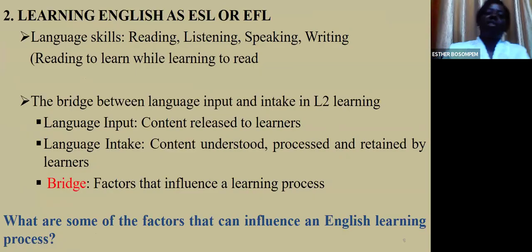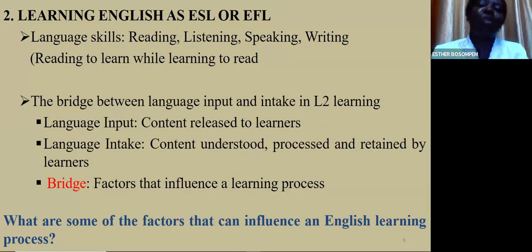All right. Learning English as a second language or as a foreign language. Here we can look at the language skills, as we know: reading, listening, speaking, and then writing. And there's an interesting thing: reading to learn while learning to read. Reading to learn is when you are supposed to read notes or any material so that you learn from it. So with the situation of students who are now coming to learn how to read, how can such a person read notes to get the knowledge you want the person to have? Think about it.